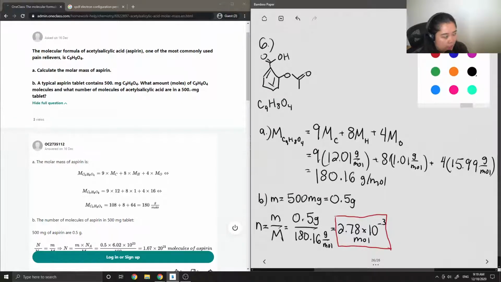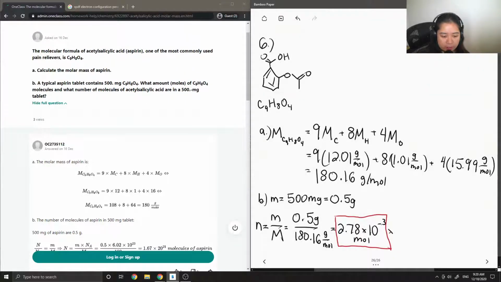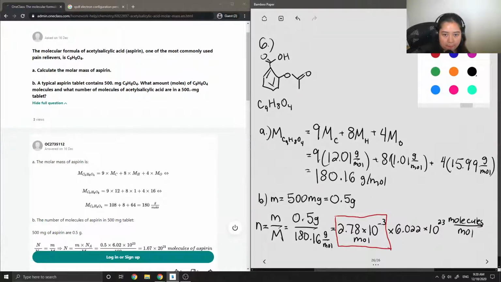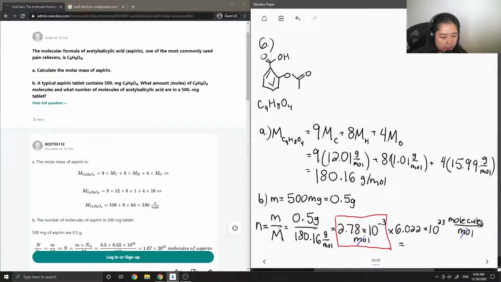And then to find the number of molecules, since we already have our value in moles, all we have to do is multiply by Avogadro's number, which is 6.022 times 10 to the 23 molecules per mole. So this cancels out our units in moles, and it gives us the number of molecules in 500 milligrams. So our answer is 1.67 times 10 to the 21 molecules.